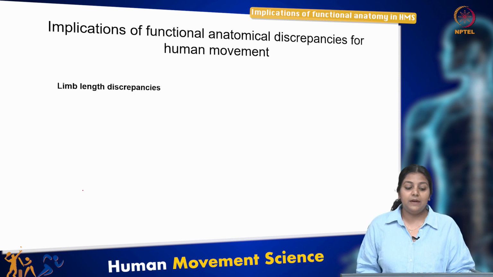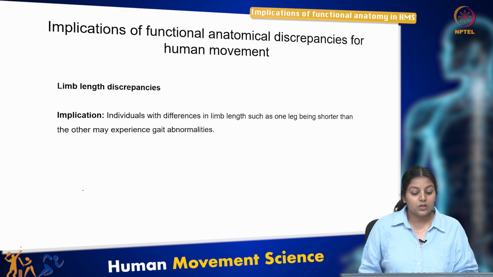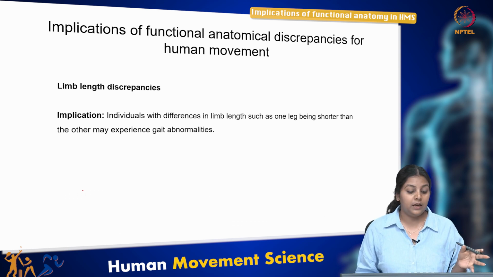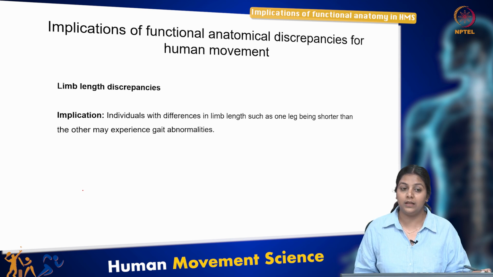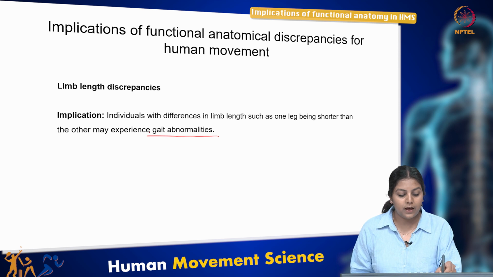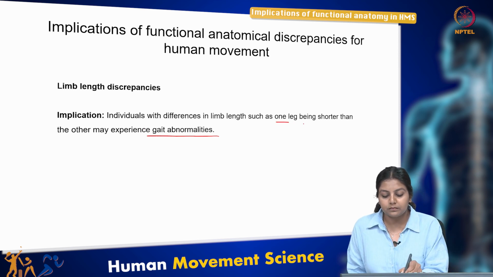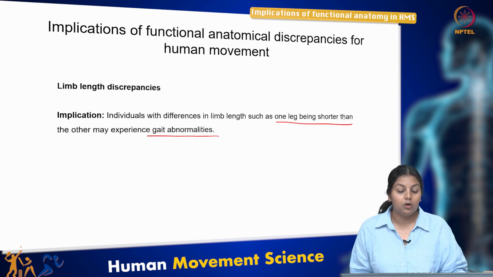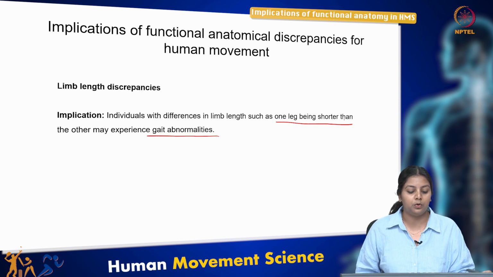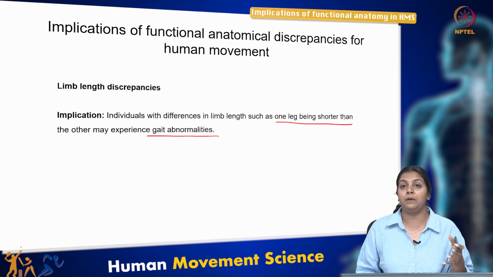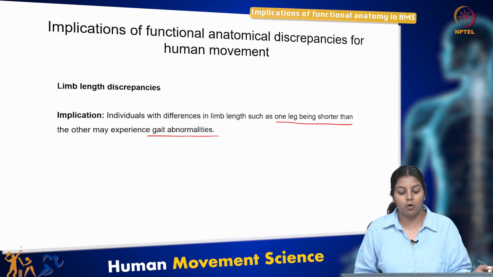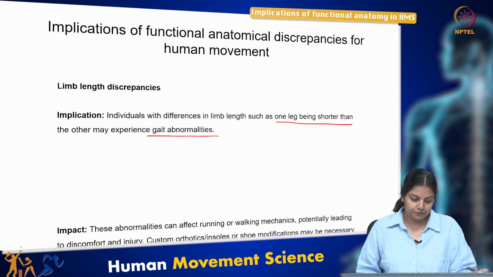Now let's look at limb length discrepancies. So the implication would be individuals with differences in limb length, such as one leg being shorter than the other, may experience gait abnormalities. So of course, if you have one leg shorter than the other or any kind of limb shorter than the other, then you would have differences in your gait cycle as the time of flight, all of the phases that we'll be looking at in the next few modules, everything would differ.